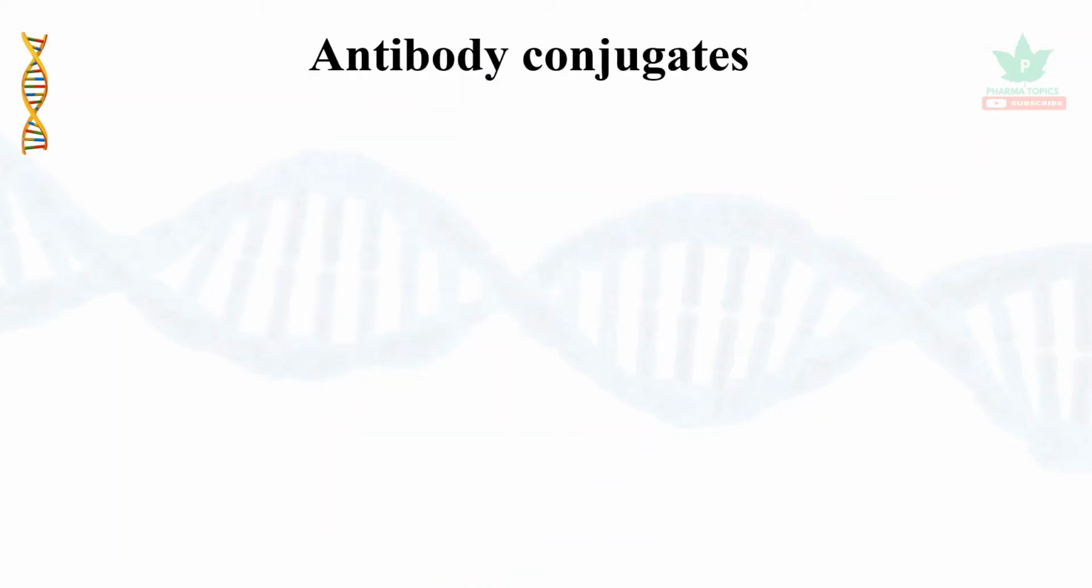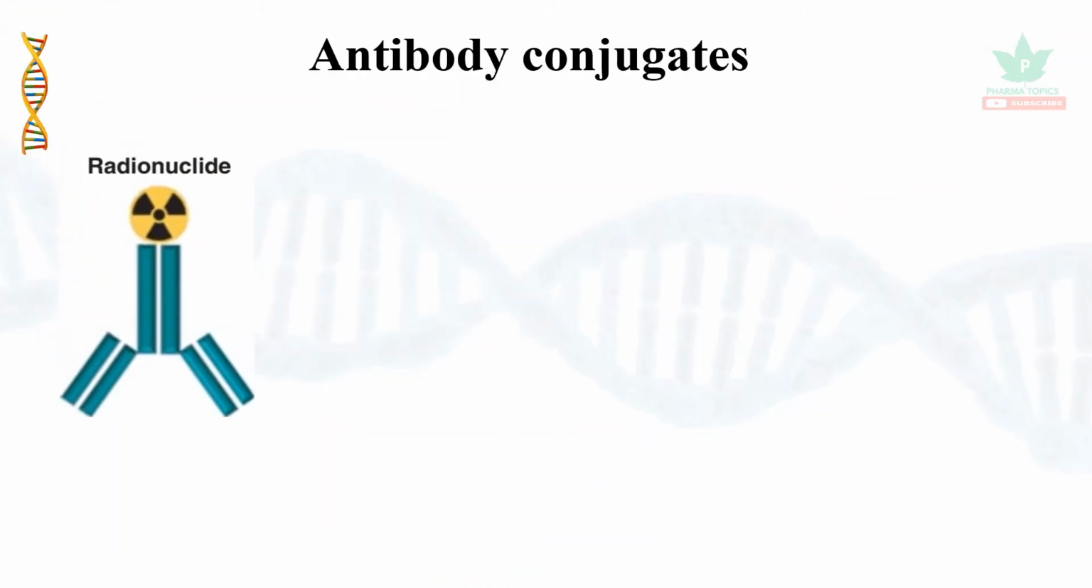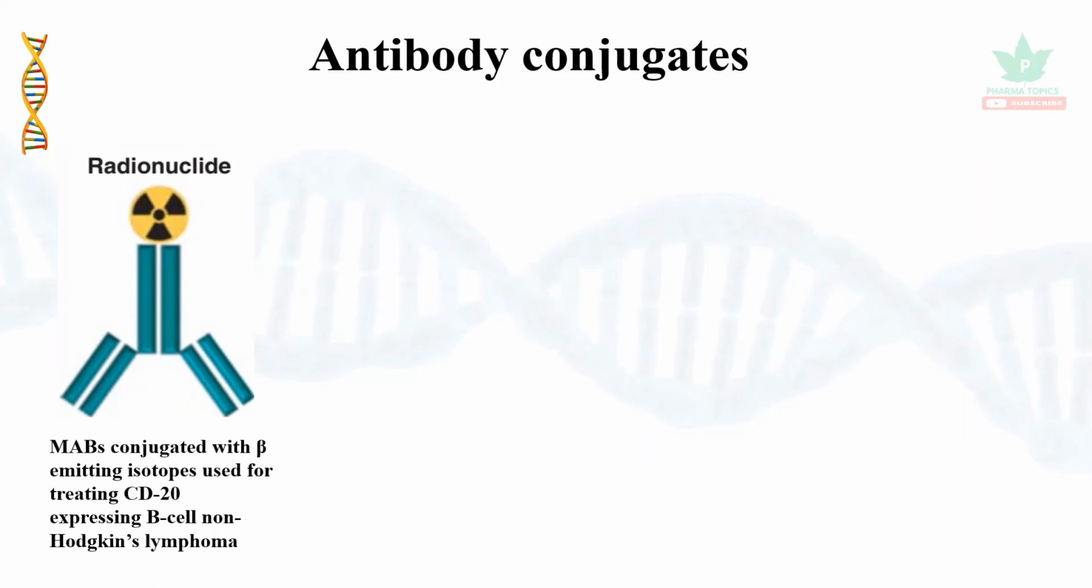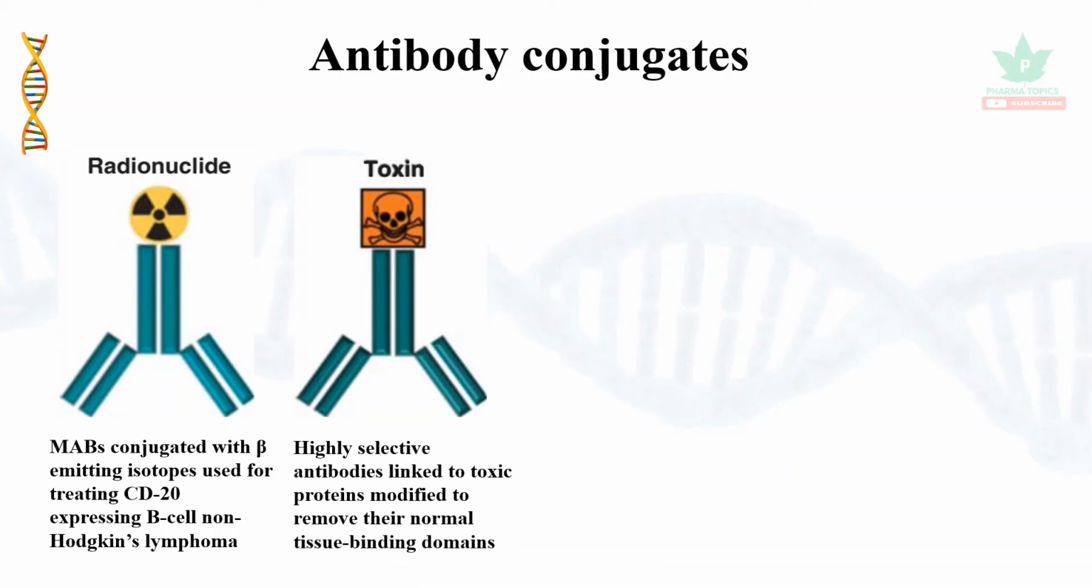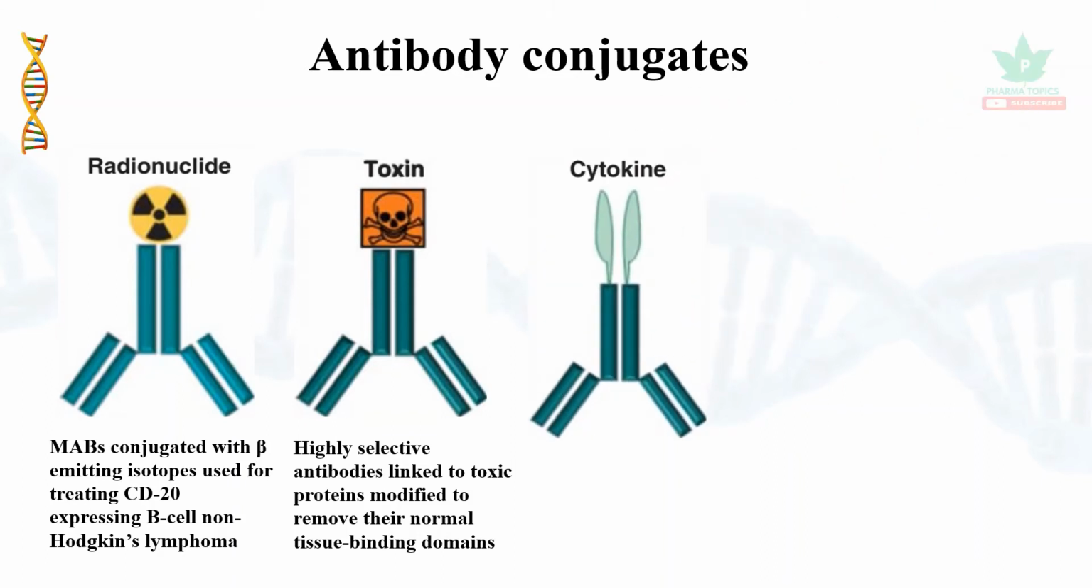So they are called antibody conjugates. They can be conjugated with radionuclides. Monoclonal antibodies conjugated with beta emitting isotopes are used for treating CD20 expressing B cell non-Hodgkin's lymphoma. The next is they can be conjugated with toxins, highly selective antibodies linked to toxic proteins. They are modified to remove the normal tissue binding domains. And the next is they can be conjugated with cytokines. They are useful in treatment of tumors and arthritis.